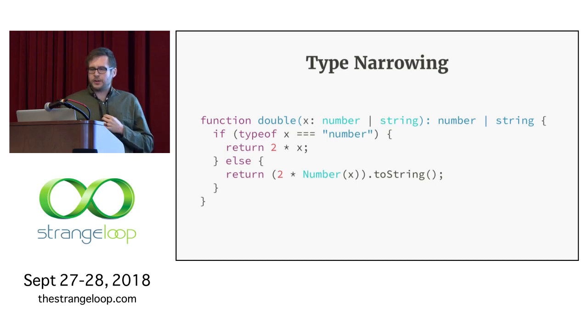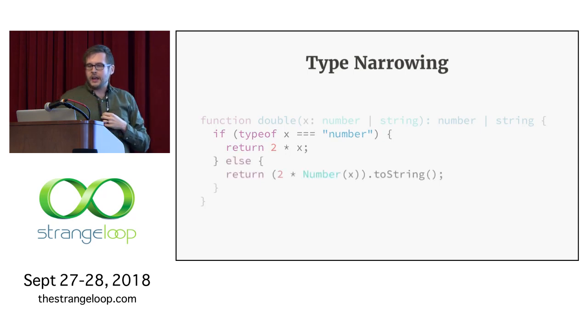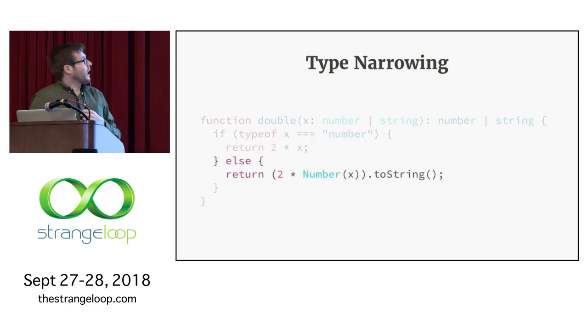So if we want to define a function double that's going to take a number or string and double it, then within this, if we were to hover over the x in the if statement, at that point it's a number or a string, but when we go to return 2 times x, TypeScript understands that it can only be a number in that case. And similarly in the else clause, it knows that x is a string, and so we have to treat it accordingly.